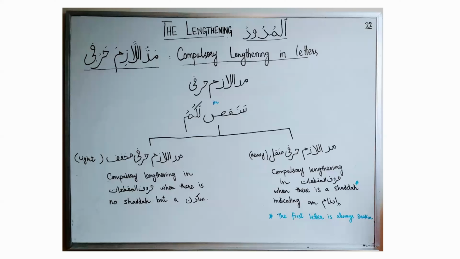The next group is Madd-ul-Lazim Harfi Mukhaffaf. When there is izhar or ikhfa happening and not idgham, there will be no shadda on the letter. The letter will carry a sukoon, and when a mad letter is followed by an original sukoon, we will recite that mad with 6 counts of stretching, but we will call it Madd-ul-Lazim Harfi Mukhaffaf. We will see some examples now and try to understand this concept.